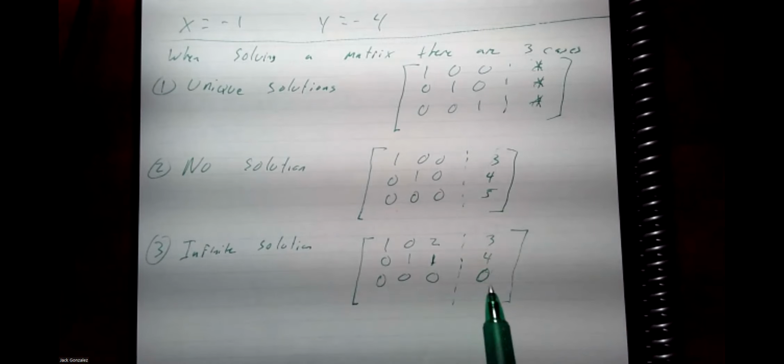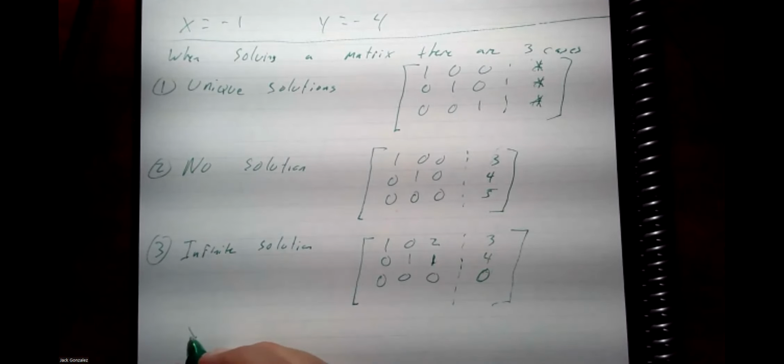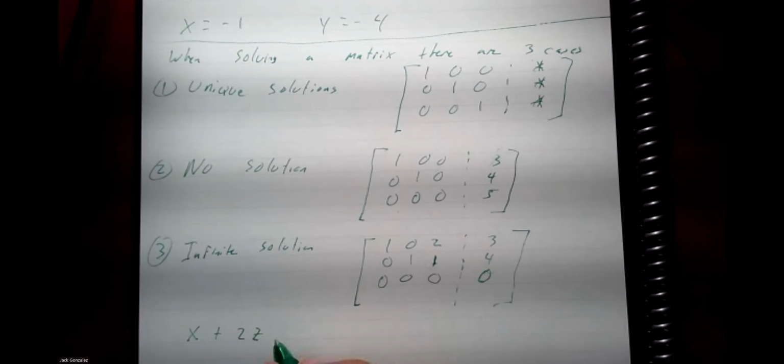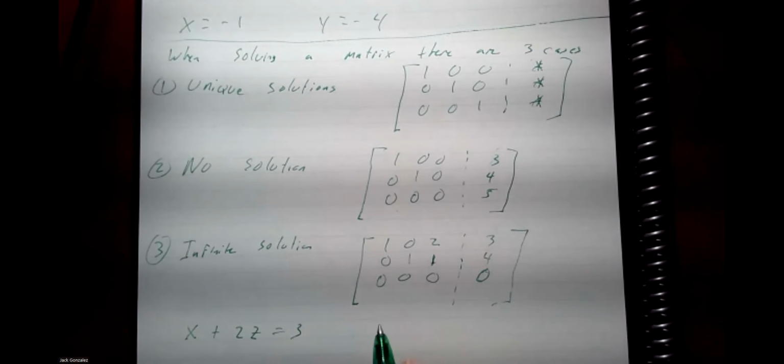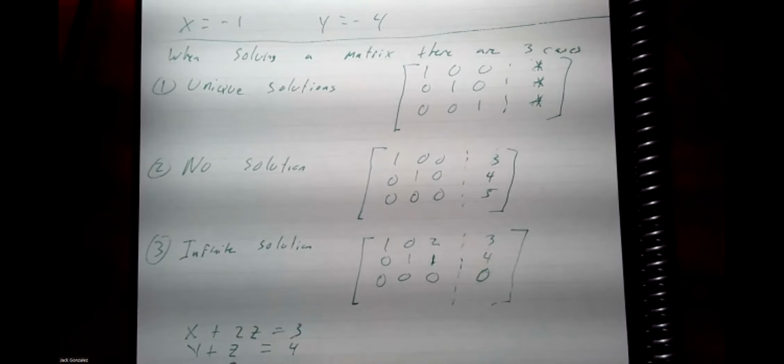So because there's a row of zeros, I cannot eliminate these two parts. So what you can say is that x plus 2z equal to 3, and y plus z equal to 4, and z is equal to z because it's not there.